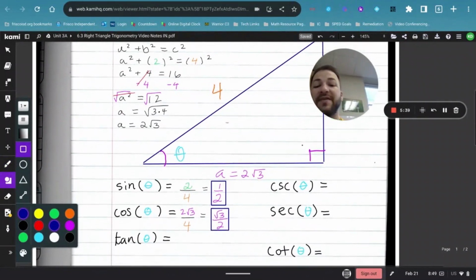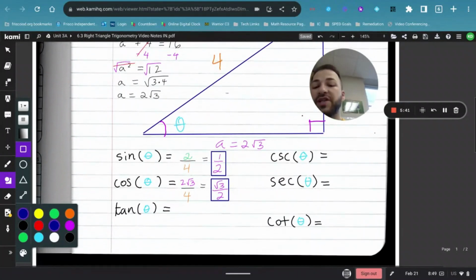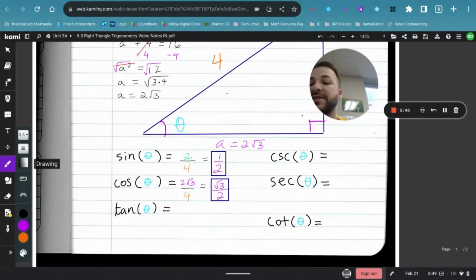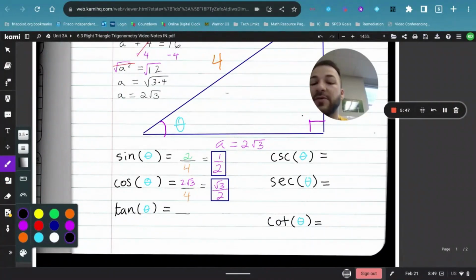Last but not least, tan of theta, I want to do opposite over adjacent. So opposite side is 2, adjacent side is 2 root 3. So tan of theta is equal to 2 over 2 root 3. Now this one, I now have that radical on the bottom. I am going to go ahead and simplify it real quick first. So 2 over 2 root 3 is equal to 1 over root 3.